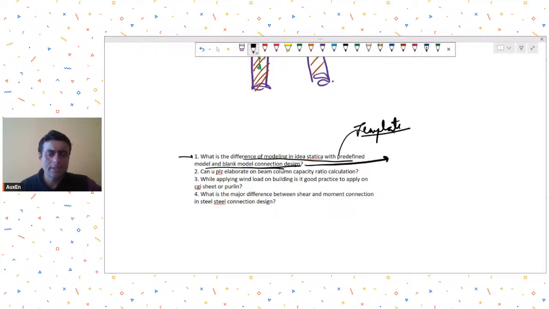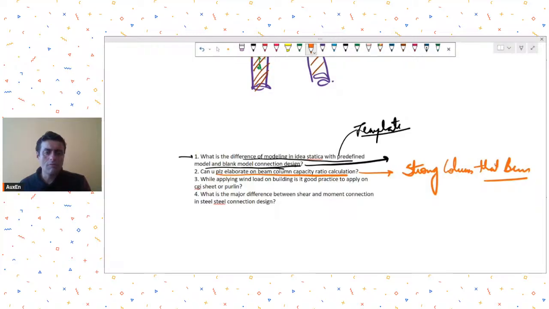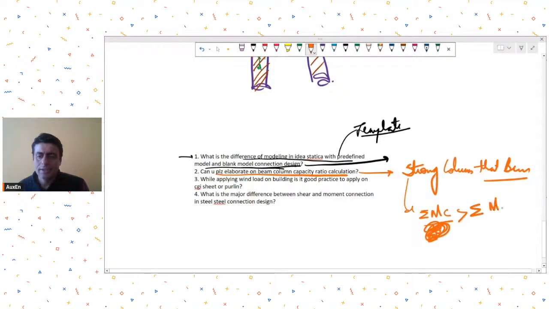His next question is, can you please elaborate on the beam column capacity ratio calculation? So you need to maintain, as per the ductile design and detailing philosophy, that columns are stronger than beams. This is also often called the strong column weak beam concept. So we want the summation of moment carrying capacity of columns to be greater than the summation of moment carrying capacity of beams.